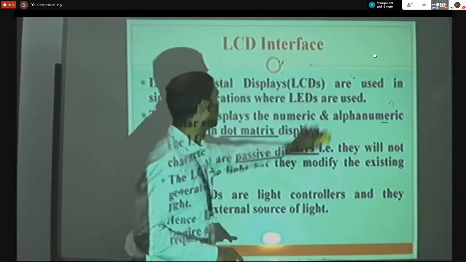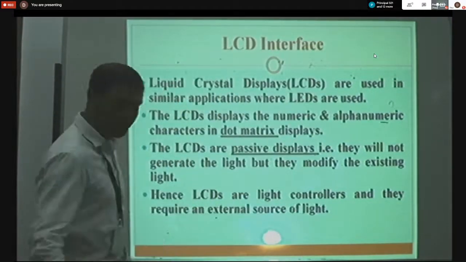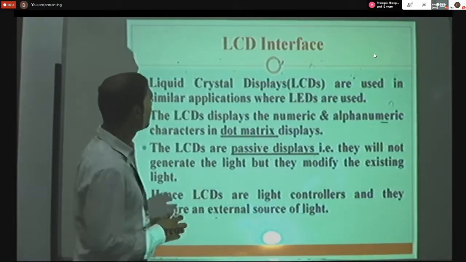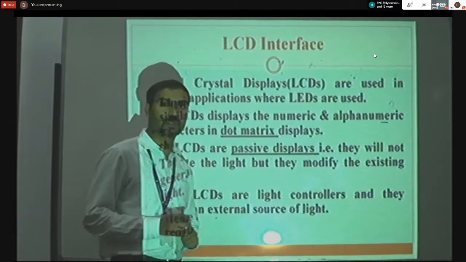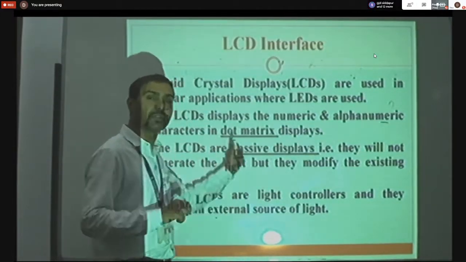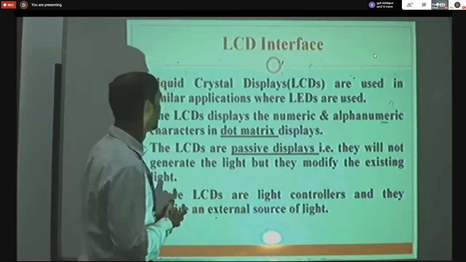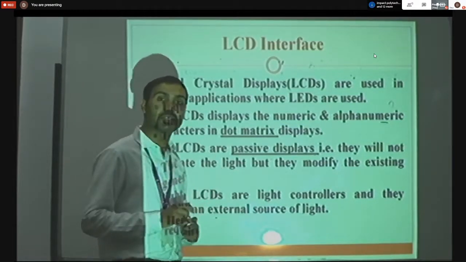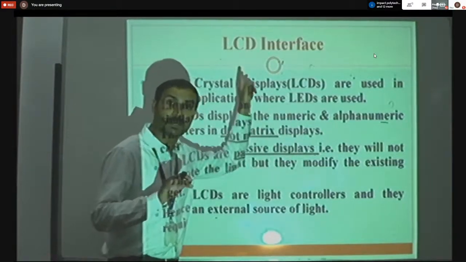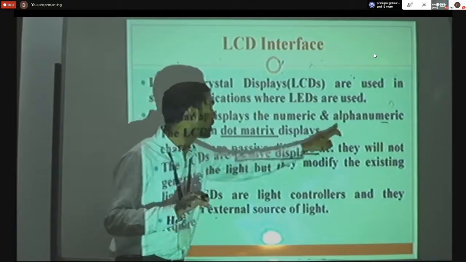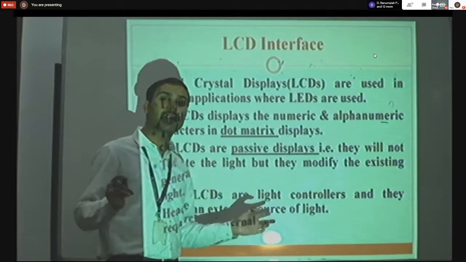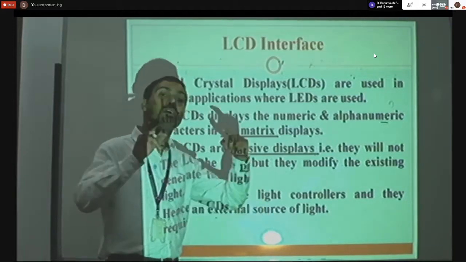Before going to that, we are moving to some theory. The full form of LCD is liquid crystal display. LCDs are used in similar applications where LEDs are used, that is, to display some value. For the same application we are using the LCD also. But the main advantage of the LCD is that it displays not only numbers like the 7-segment, it also displays alphanumeric characters, meaning A, B, C, D, all the characters, in addition to numbers.